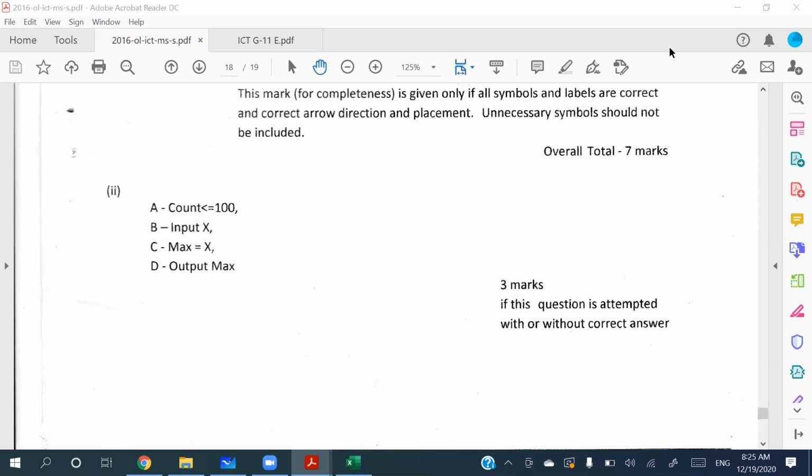Binu, yes, I'll go through that again. So the other things, input X, max equals X, and output max are correct. So anyway, you are going to have 3 marks if you attempt this because of their incorrectness in the flowchart.